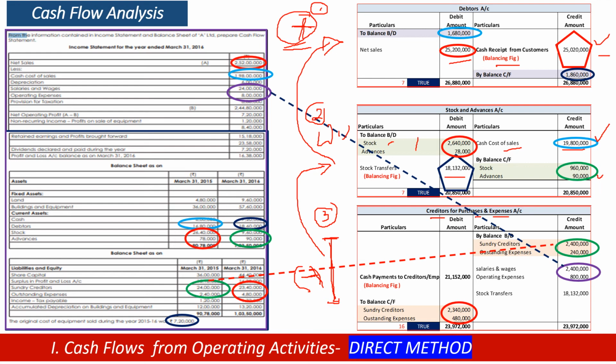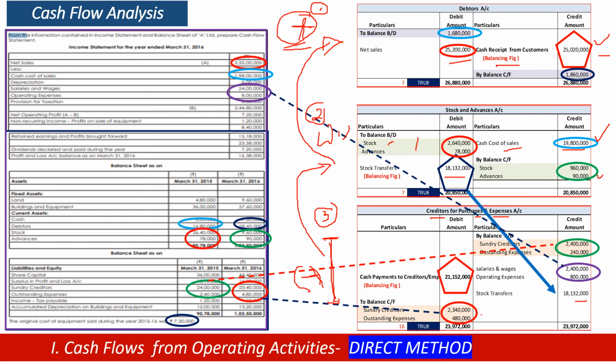And what happened in the plant? We had opening balance of sundry creditors, outstanding expenses 24 lakhs and 2 lakh 40,000, and we transferred from the plant to the warehouse 181 lakhs under stock transfer. This is the figure which we are taking here now. The arrow is the other way. And closing balance, which is due to creditors and outstanding, is 23 lakhs 40,000 and 4 lakh 80,000.